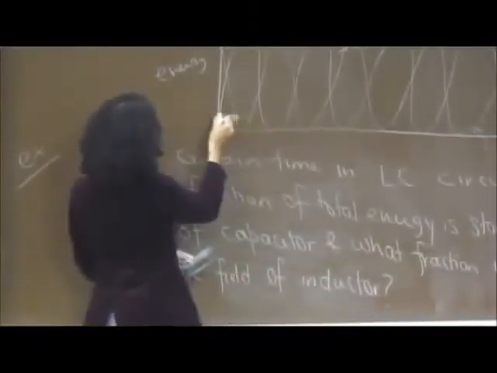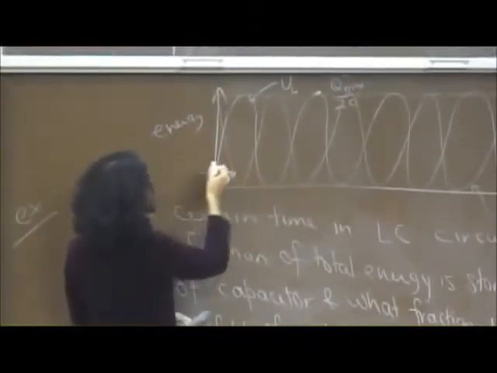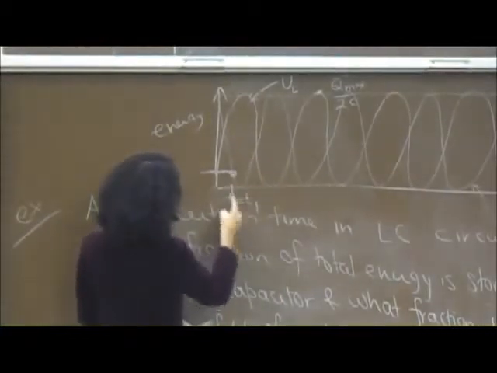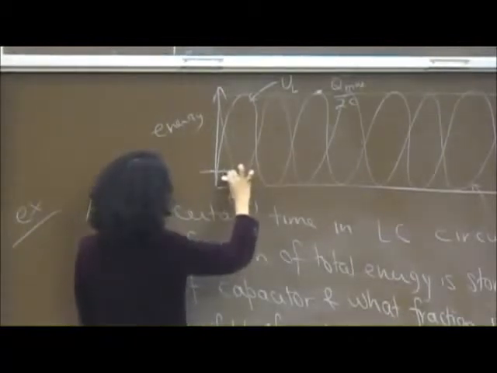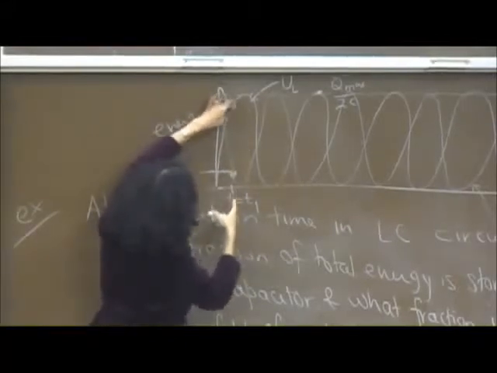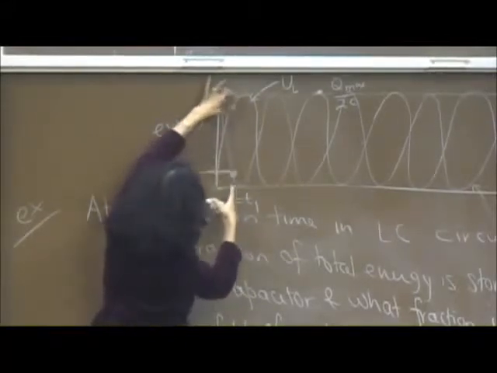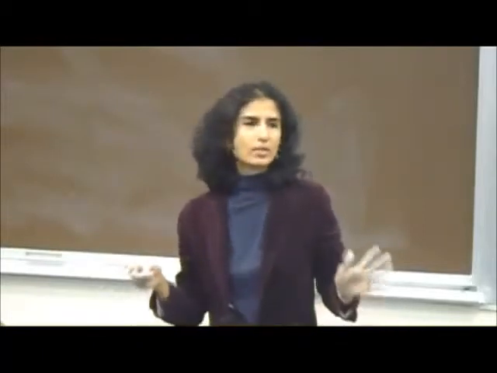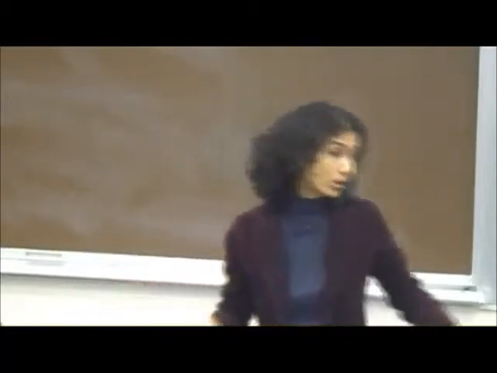So basically what we are saying is that if this one is 1/4 of the total, then at this time, t is equal to t1, if the electrical energy is 1/4, then the magnetic energy must be 3/4, such that if I add this number with this number, it adds up to this total. Is that making sense? Because the two things should add up to the total energy of the system, because in an LC circuit, there is no damping, there's no resistance, no energy is lost, the total energy is always constant.